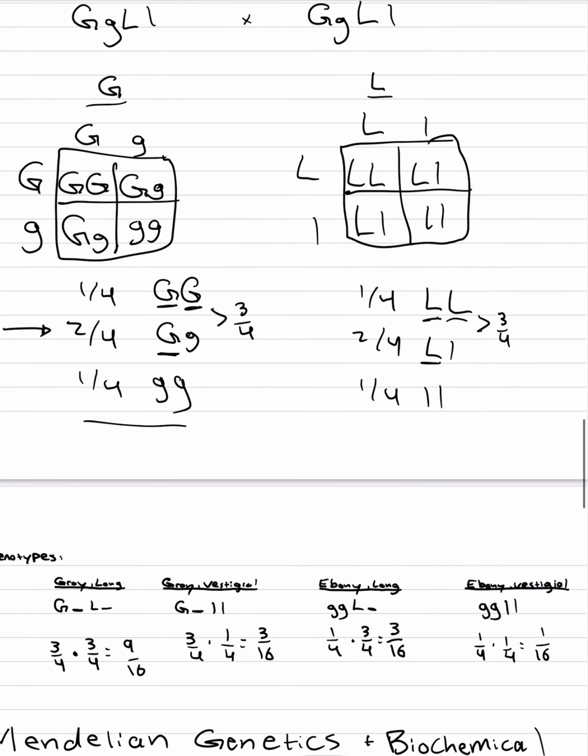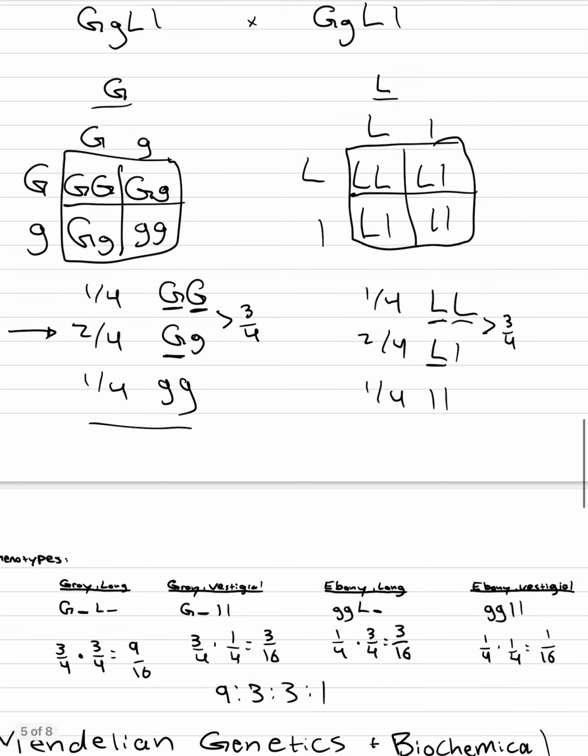Now, if we look at the results that we got, we have 9, which are going to be gray with long wings, 3, which are going to be gray with vestigial wings, 3, which are going to be ebony with long wings, and 1, which is going to be ebony with vestigial wings.